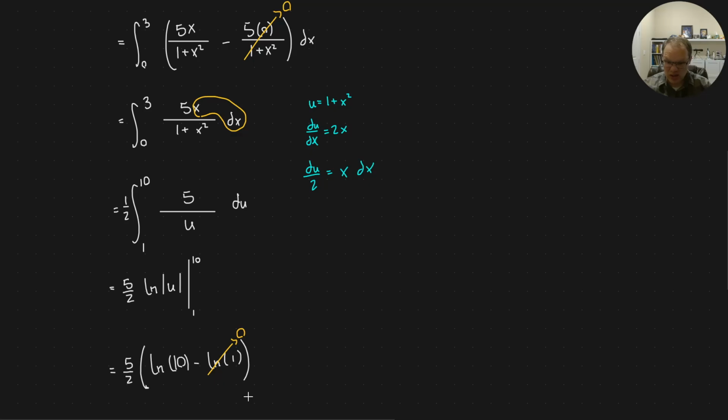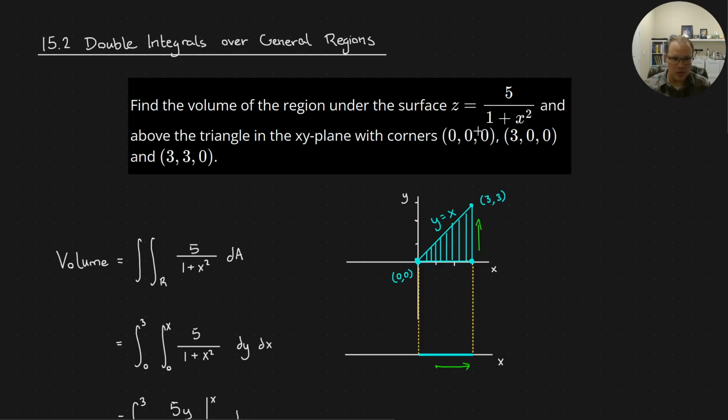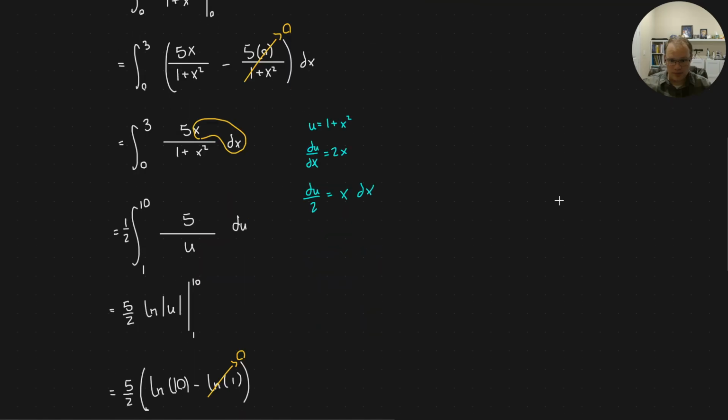Natural log of 1 is 0, which means I just get 5 halves natural log of 10. That is the volume of this surface, z equals 5 over 1 plus x squared, over this triangular region. We did it using a double integral.